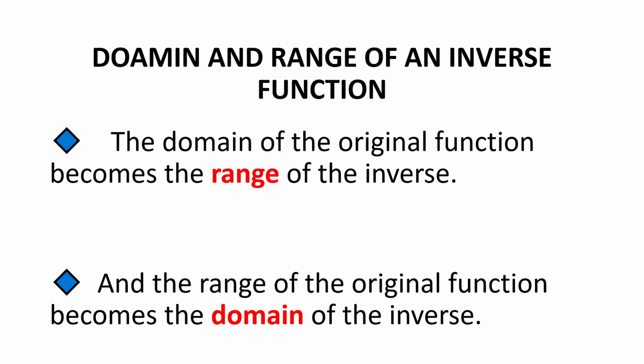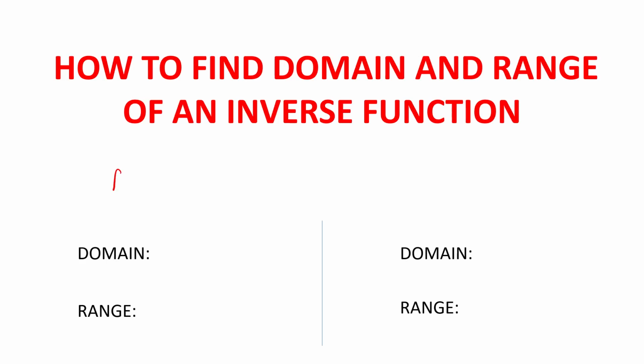Domain and range swap places for the inverse. This means the domain of the function becomes the range and the range becomes the domain for the inverse. Suppose we have a function x plus 1 and we want to find the domain and range of its inverse function.